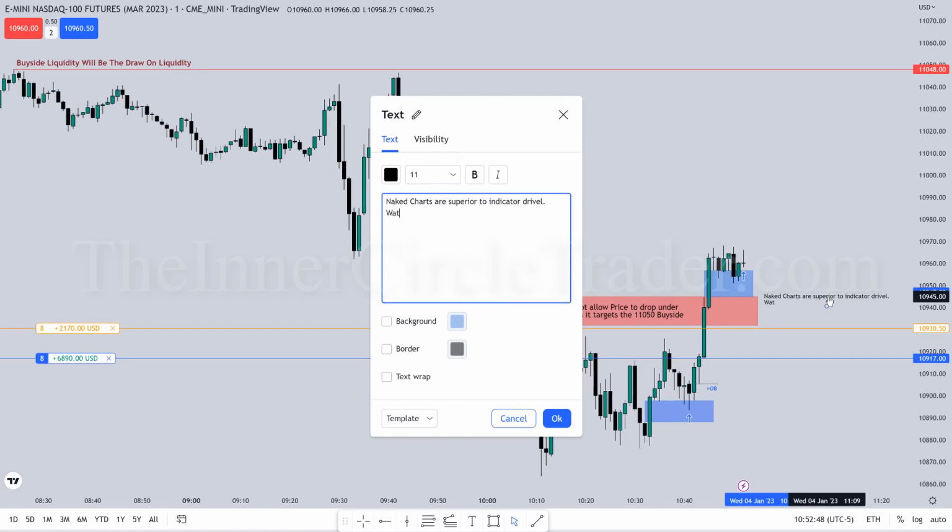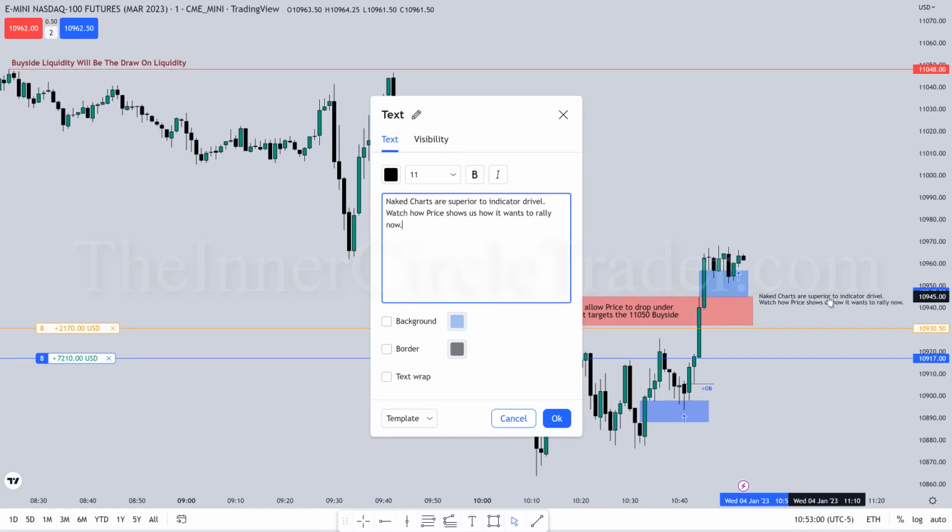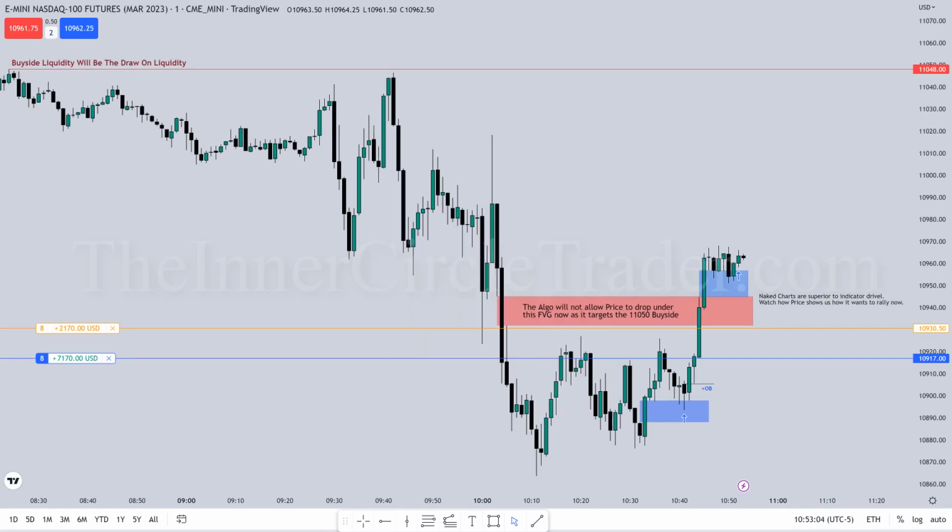And I'm basically saying that naked charts are superior to indicator driven. Unless you have a time-based chart, you're not going to see these elements. And watch how price shows how it wants to rally. You see people out there that have range bars or Heikin-Ashi or Renko bars. That stuff's nonsense. It's absolutely garbage. It's nothing behind that at all. The algorithms have no respect of any of that stuff.